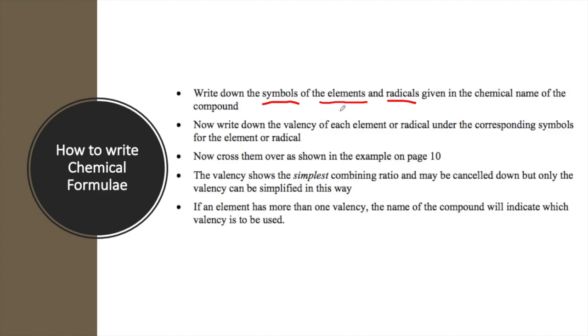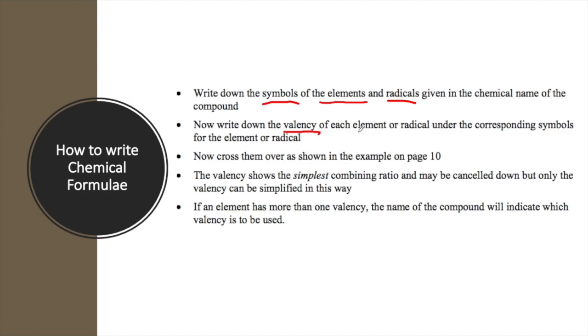Now, once you've written down the elements, you have to write down the valency. Now you're wondering, where do I get the valency? For practice's sake, you can refer to the table given. You can refer to the periodic table to figure out the valency. But as you go along, you're expected to get used to the valency and remember it. It must be something that is in your memory.